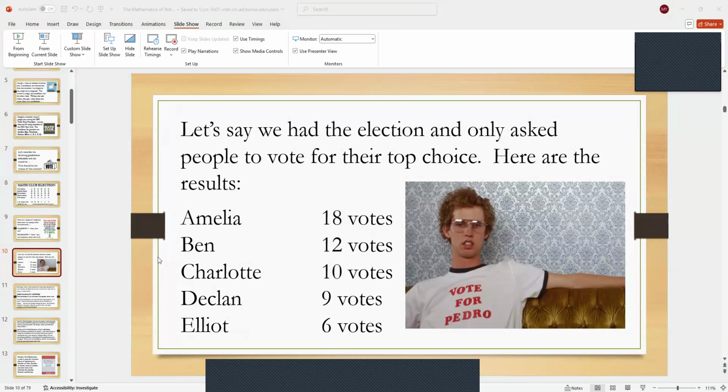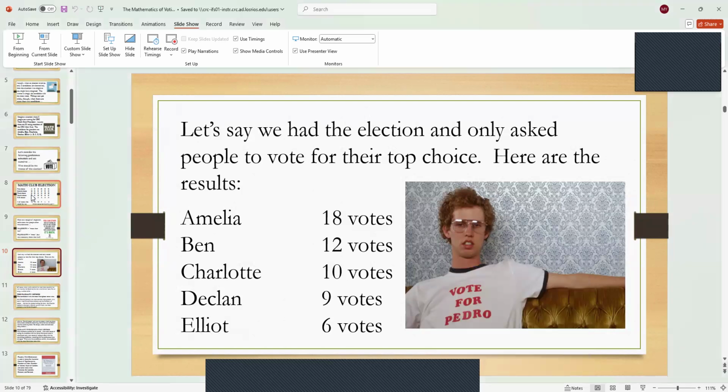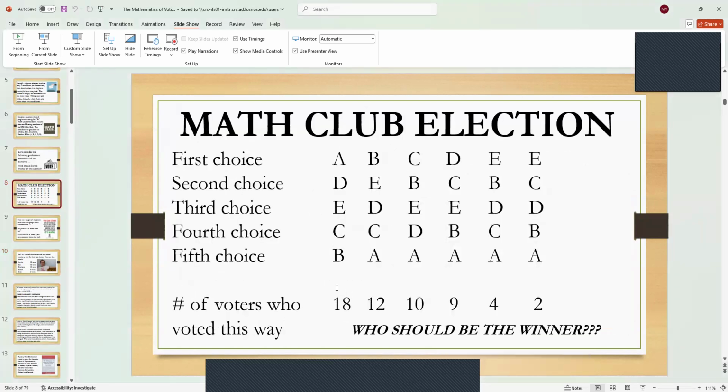Who has the most first place votes? You can see Amelia has 18, Ben has 12, Charlotte 10, Declan 9, Elliot 6. You can see that right here in the preference schedule. See these first 18 people have Amelia at the top. These next 12 people have Ben at the top, and so on. Notice Elliot: you see Elliot at the top twice, but there's only 6 people who voted 4 + 2. There's only 6 people who voted Elliot at the top.